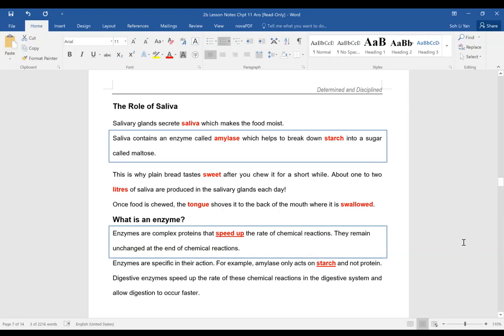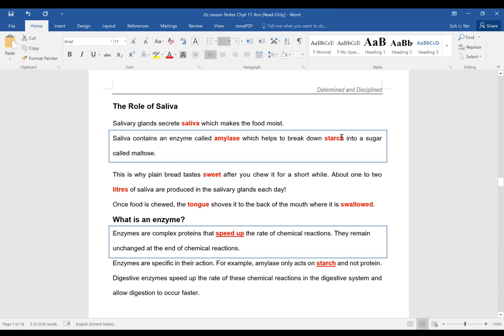So I was asking you what enzyme is present in our saliva. Some of you might know it is known as amylase, salivary amylase. This enzyme present in saliva helps to break down starch into a sugar called maltose. So please take note, it only helps to digest starch only.